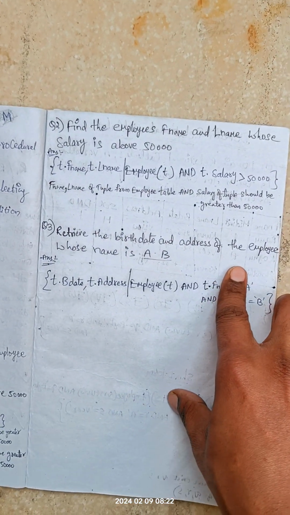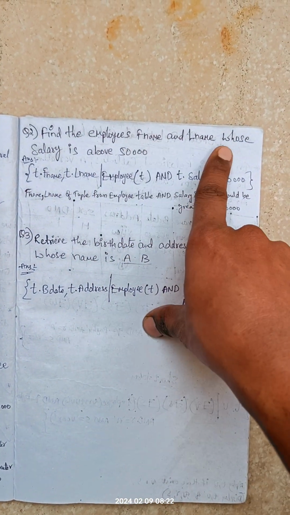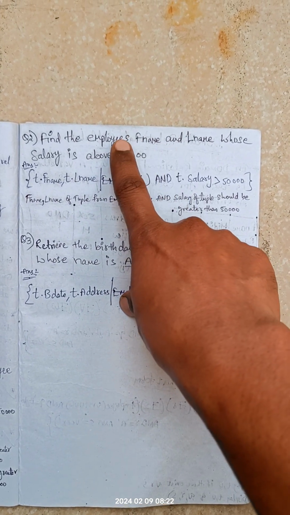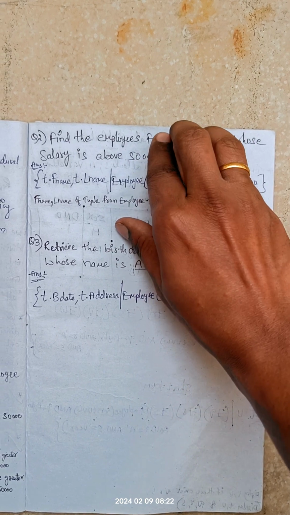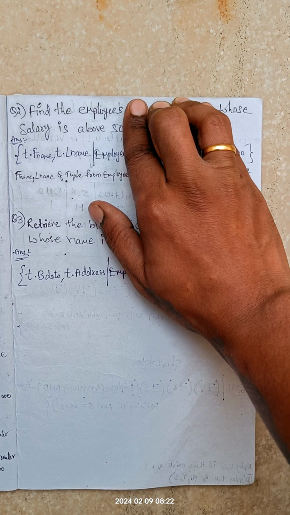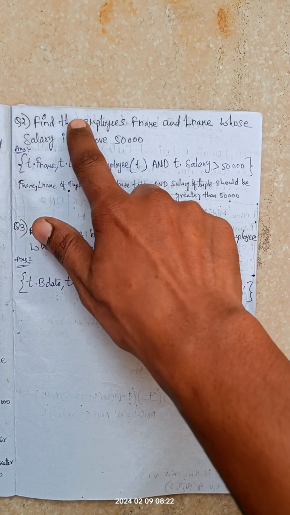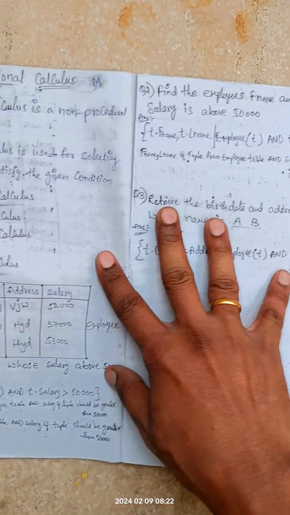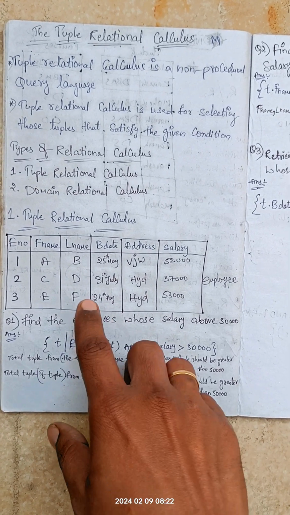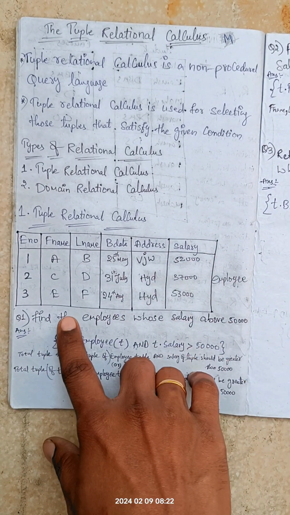Okay. So coming to this, find the employee's first name and last name whose salary is above 50,000. Here he is not asking for just the employees. In the last question he said only employees, find the employees. But in this question he is saying find the employees' first name and last name. If we say only employees, then we have to find the complete tuple, so we write only T here.